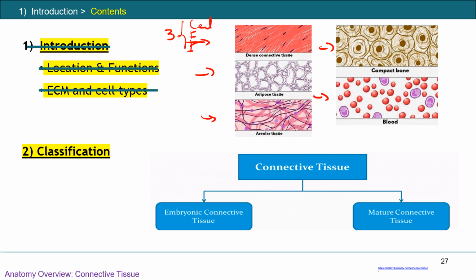Now we're going to move into the classification. In the classification, we will talk about two main categories: the embryonic, and then we will move into the mature connective tissue. And in the mature connective tissue, you will find a lot of groups. Okay, so I'm going to stop the video here, and later I will start with the classification.